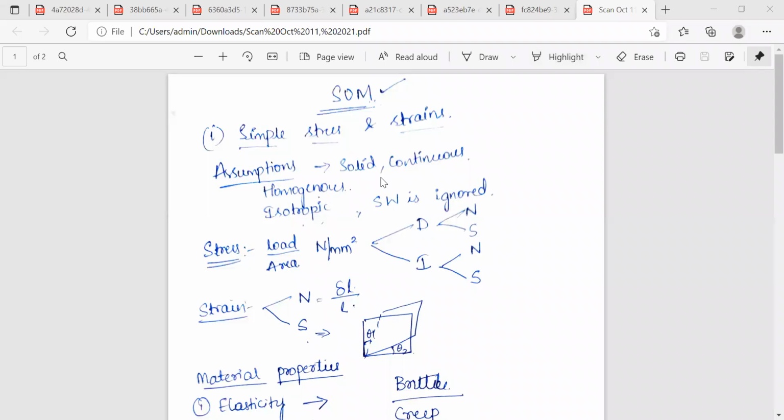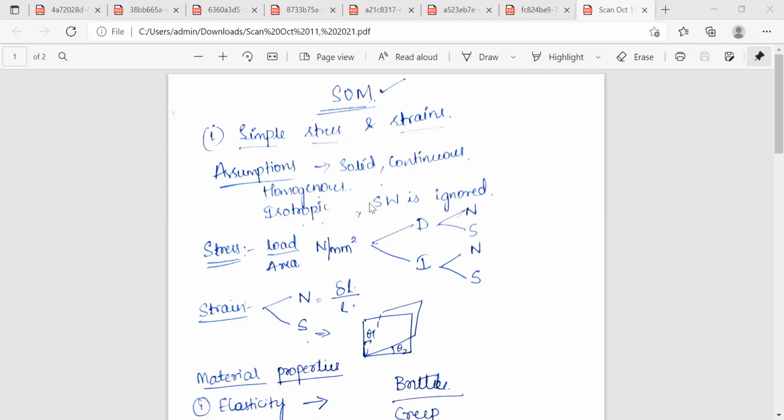Hello everyone. In today's class, let me start with the strength of materials subject, and the first concept is simple stresses and strain. So why is strength of materials required? The main aim of strength of materials is to assess various properties of a material and use them according to the requirement. There are various properties of a material like strength, stiffness, etc.